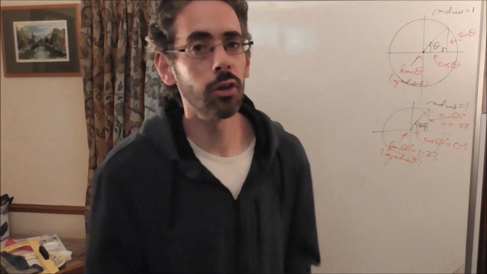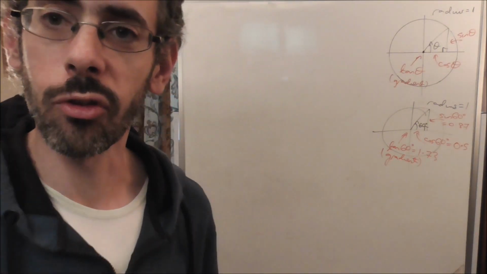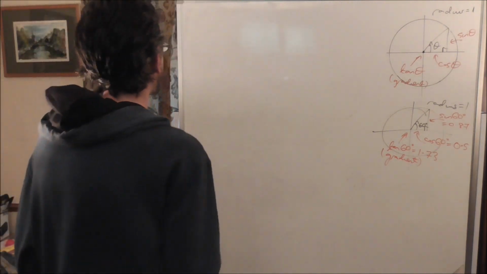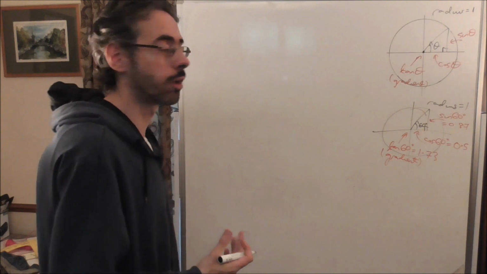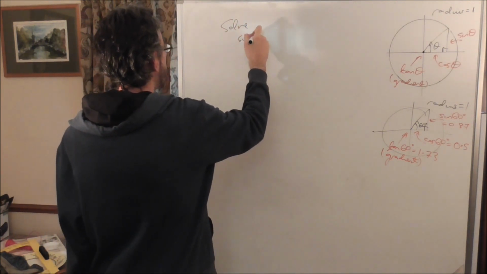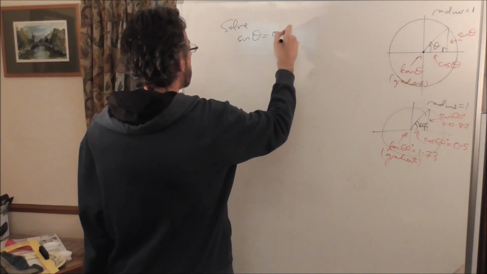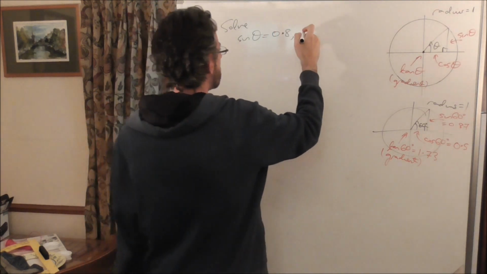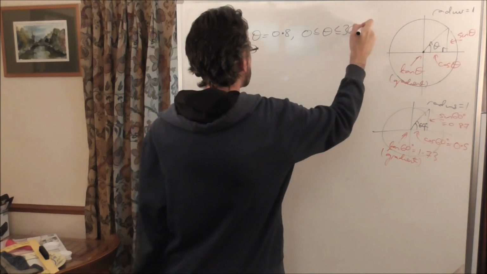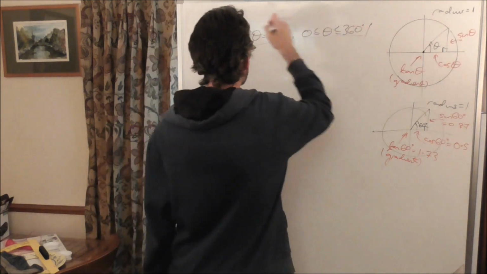So we're going to use these ideas to help us find all the solutions to trig equations without having to draw the graphs. So let's move on to some trig equations now. The first one is: solve sine theta equals 0.8, looking between just 0 and 360. Let's try and solve this equation without drawing a graph.